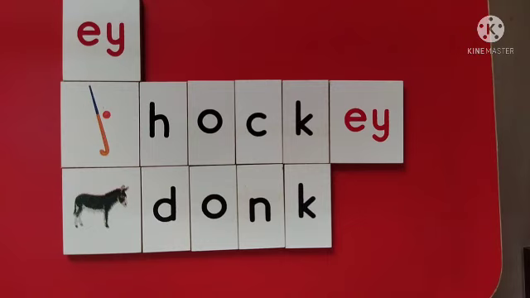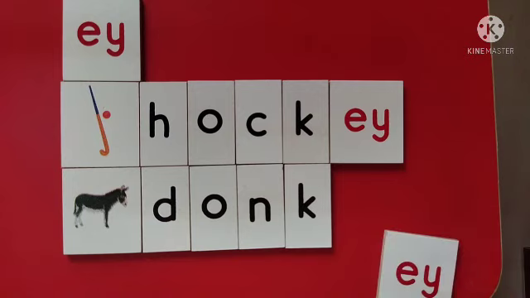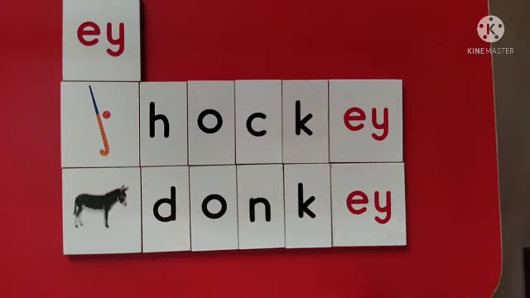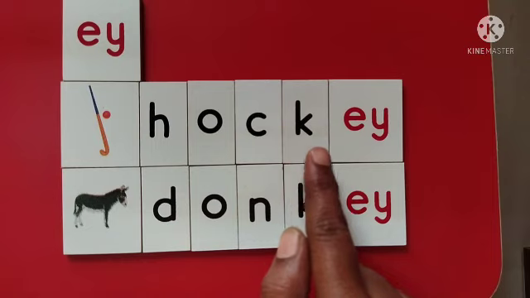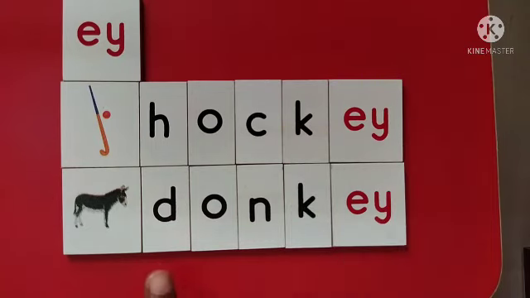After K in the word donkey, D, O, N, K, E, donkey. We listen to the sound E, where we place E and Y both together. Hawk, E, hockey, and D, O, N, K, E, donkey. Let us see the next example.